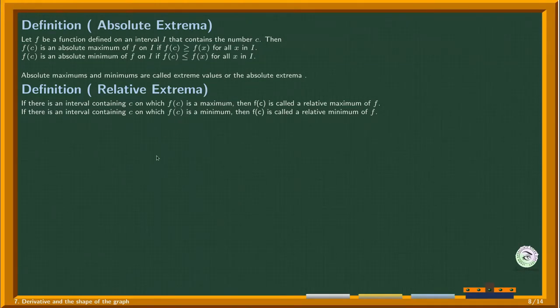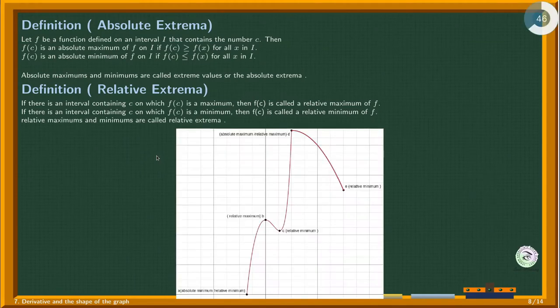Okay, let's look at a graph and try to identify absolute and relative extremes in this graph. If you look here, the highest point of the graph is the absolute maximum, and the lowest point is the absolute minimum.